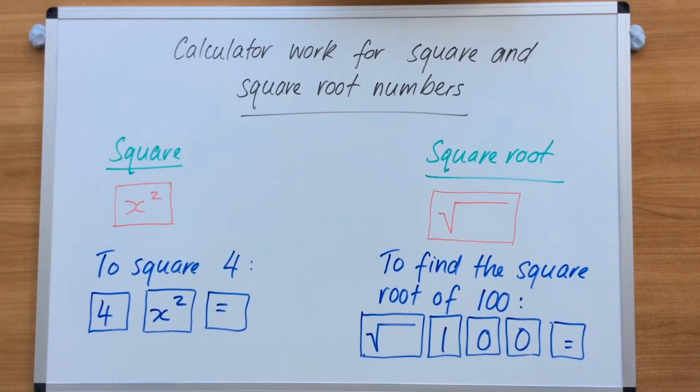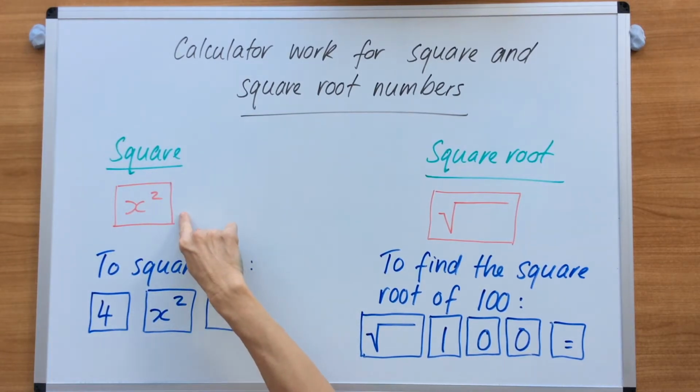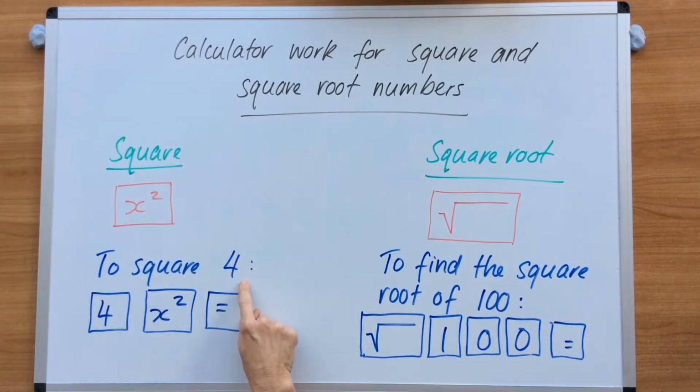Now that we've looked at squares and square roots, we need to look at how we use the calculator for this. Let's focus on square numbers. This button on your calculator is for squaring numbers. If we want to square the number 4 and find out the answer, you punch this into your calculator: 4, the square button, equals, and it will give you an answer of 16. You can try that if you wish.